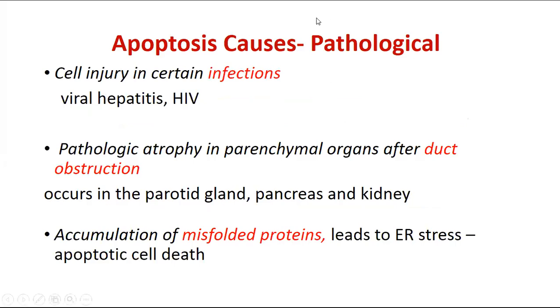Other examples of pathological apoptosis, in cell injuries, certainly in the case of infected cells. Just now I showed you viral-infected COVID-19 cells, which are injurious to the body, and the body eliminates them. Pathological atrophy in parenchymal organs after duct obstruction.